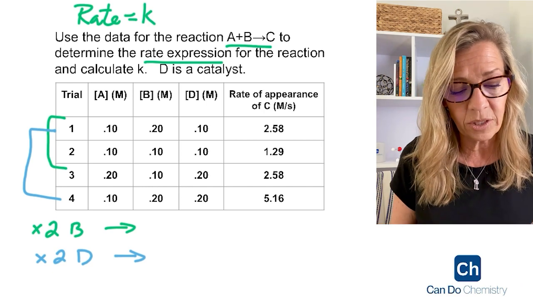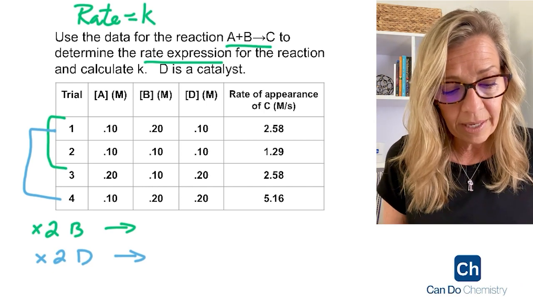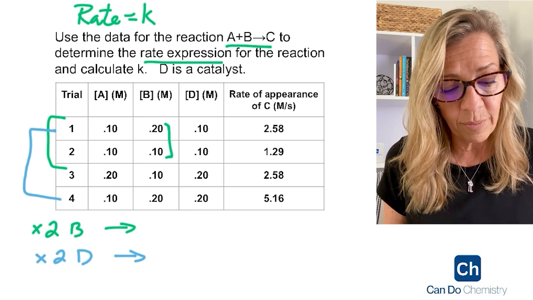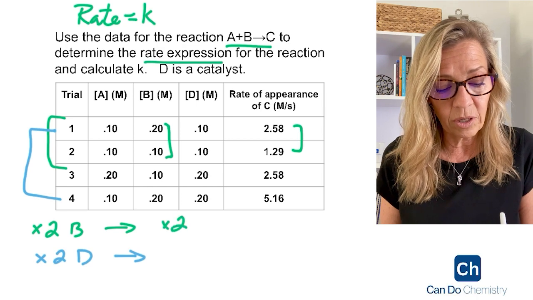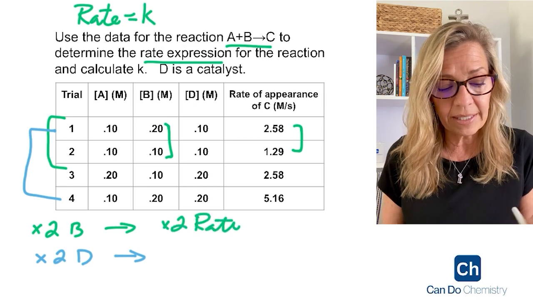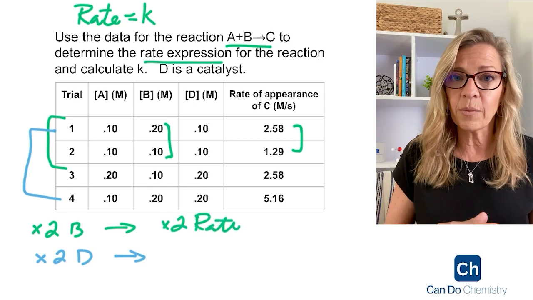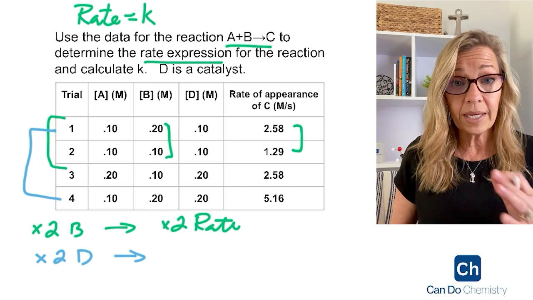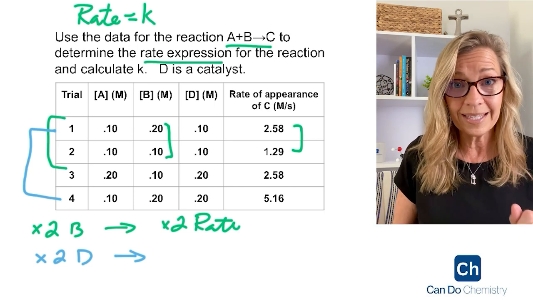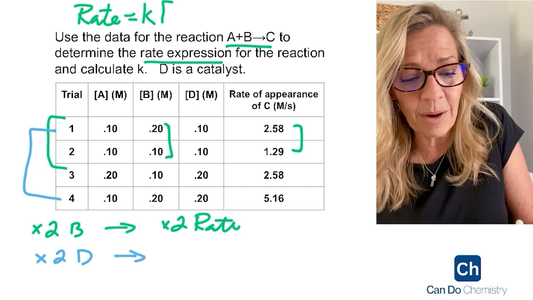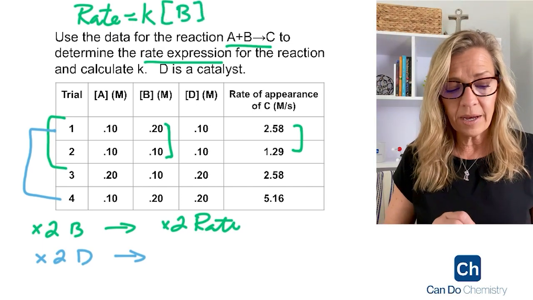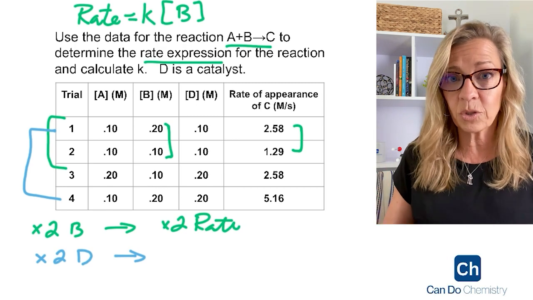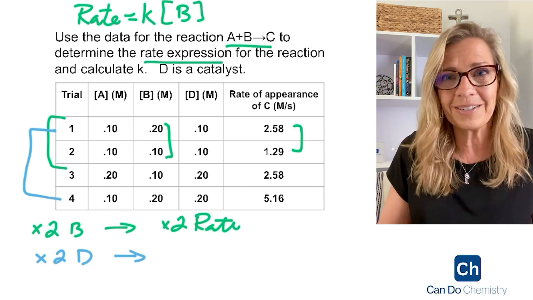If you notice, we doubled the concentration of B, and what happened to the rate? It doubled. So we know that we had the same effect. If we double B, we double the rate. So is B in our rate equation? It is. So I'm going to go ahead and put it in there, and it's to the first power. If we got a squared effect, we would square B, or a square root effect, and so forth.